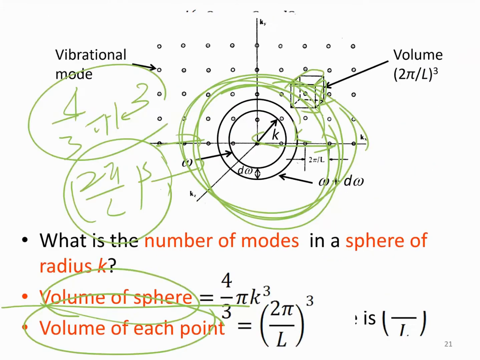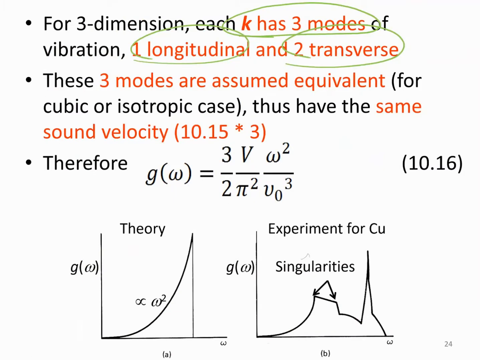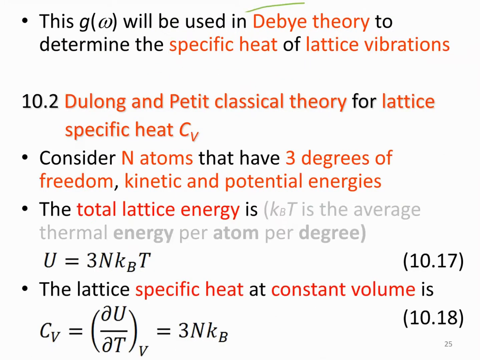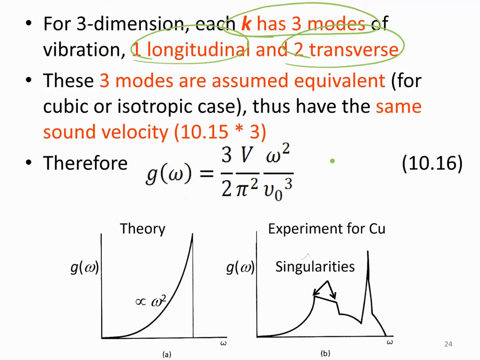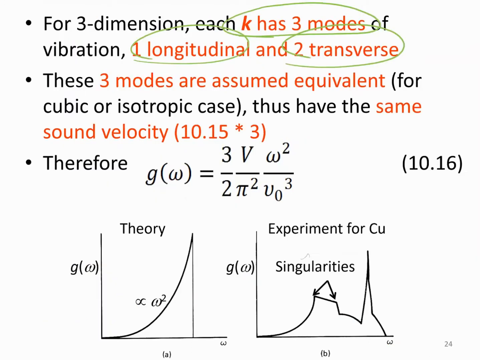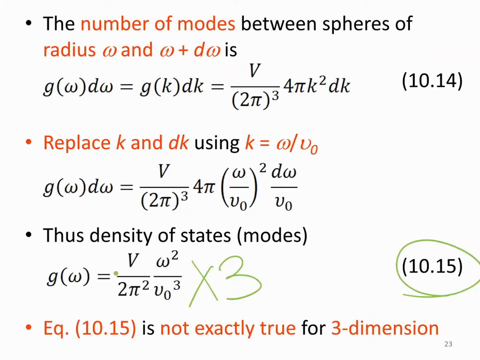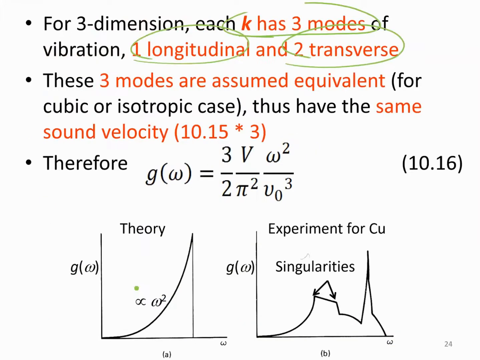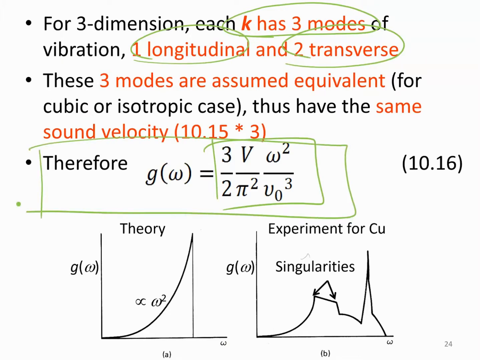Therefore, the final equation that we obtain has 2 times 3, since each k corresponds to 3 modes, 1 longitudinal and 2 transverse. So we have 3 over 2 times V over π² and so on. This is our final equation. These 3 modes are assumed equivalent for a cubic or isotropic solid, and therefore have the same sound velocity, and therefore we get the density of states equal to this one.